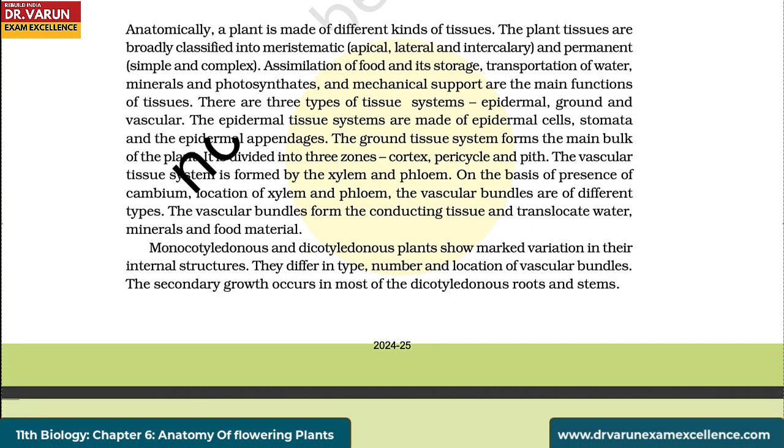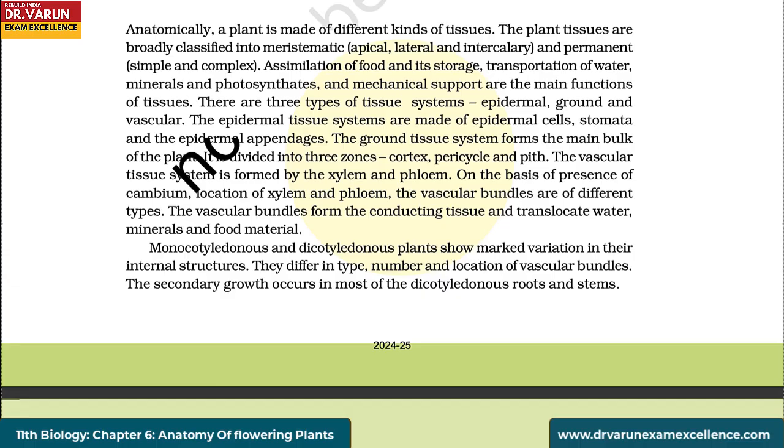Summary. Anatomically, a plant is made of different kinds of tissues. The plant tissues are broadly classified into meristematic, that is apical, lateral and intercalary, and permanent, simple and complex. Assimilation of food and its storage, transportation of water, minerals and photosynthates, and mechanical support are the main functions of tissues. There are three types of tissue systems: epidermal, ground, and vascular. The epidermal tissue systems are made of epidermal cells, stomata, and the epidermal appendages. The ground tissue system forms the main bulk of the plant. It is divided into three zones: cortex, pericycle, and pith.